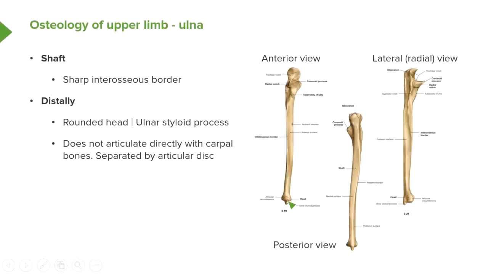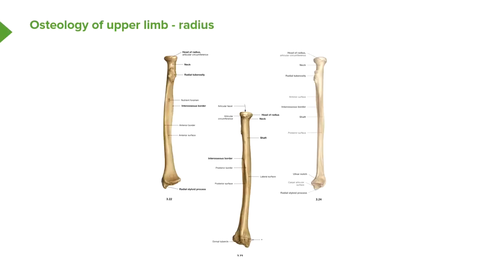Distally, if we look at the ulna, we have the head, a rounded head, and then we have the ulnar styloid process. And this sticks out, we can see here on the posterior surface, we can see it here, and on this anterior view, we can see the ulnar styloid process sticking out. And this can be palpated medially at the wrist joint. The distal end of the ulna does not articulate directly with the carpal bones. There is an articulation there, but it's separated by an articular disc, and we'll come back to that when we look at the joint. So now let's look at the radius.